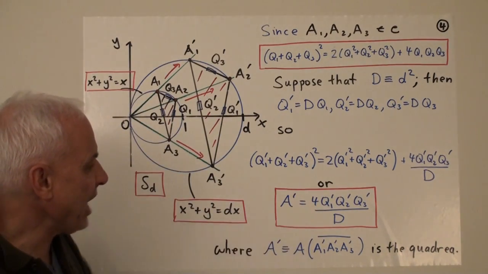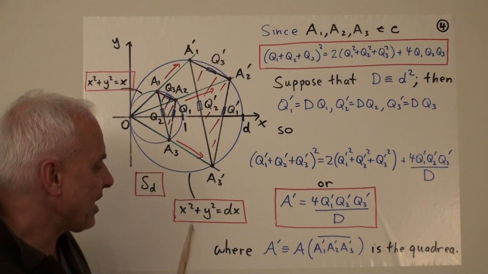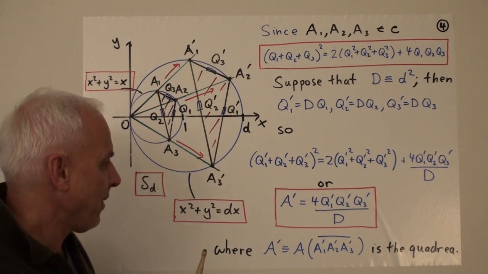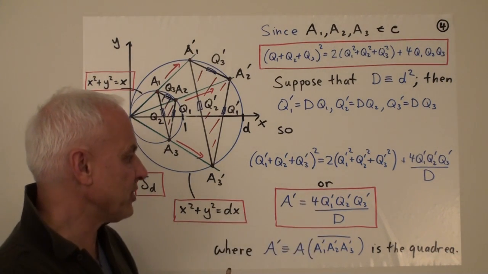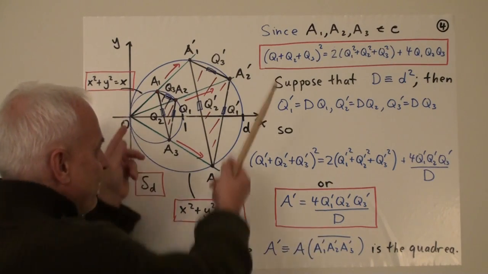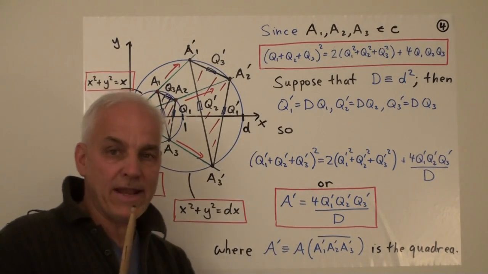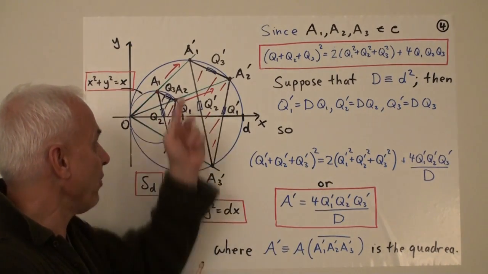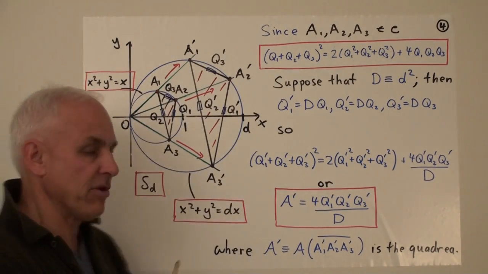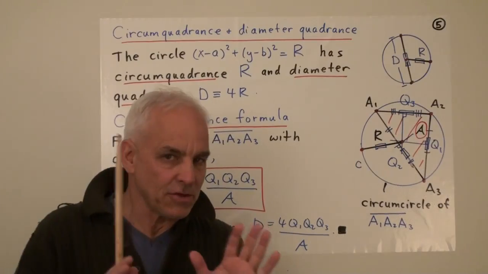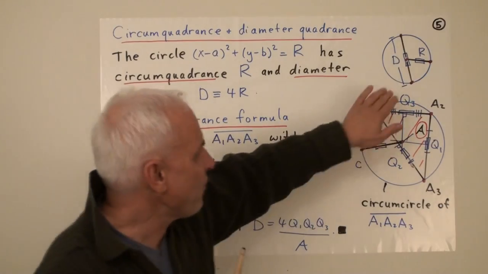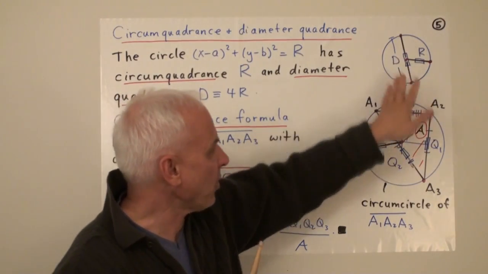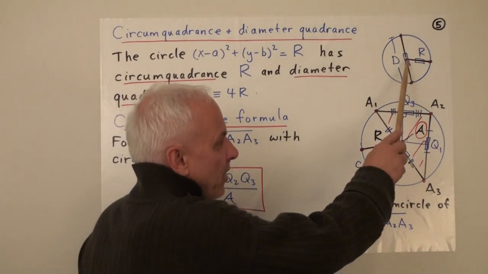So this is a lovely relation that brings the connection between the quadrea, the three quadrances, and this sort of quadratic diameter of the circle on which A1 prime, A2 prime, and A3 prime lie. I have to just introduce a little bit of notation for our circle. Here's a circle, center there.